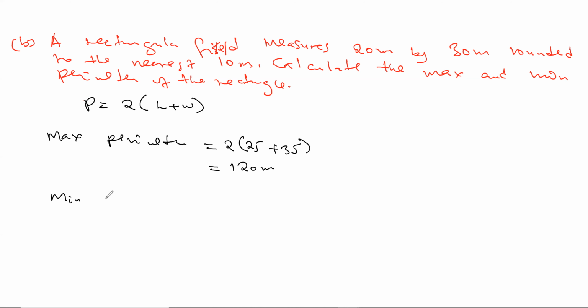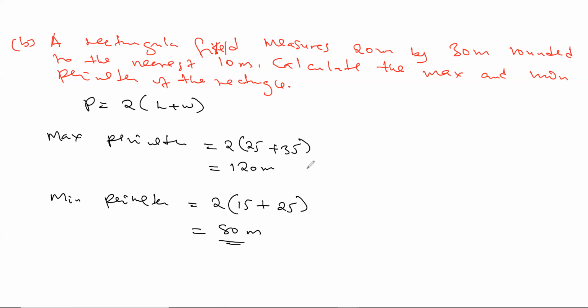Next, minimum perimeter. If you want to get the minimum perimeter, it will appear from the formula 2 into minimum length. Minimum length should be 15 in this case, plus minimum width, which is 25. So if again you work it out and multiply that, the answer should be 80 meters. I'm always writing the units because in maximum and minimum operations like this, provided you're just adding things that have units, the units should be involved in the question.